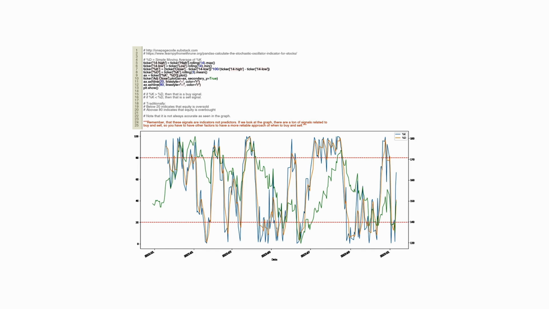The provided website URL is likely a resource or tutorial related to the computation of the stochastic oscillator in Python using the pandas library. The final comment in the code cautions users that the stochastic oscillator, like all indicators, is not a foolproof predictor of market movements. Instead, these signals should be used in conjunction with other market analysis factors to inform trading decisions.